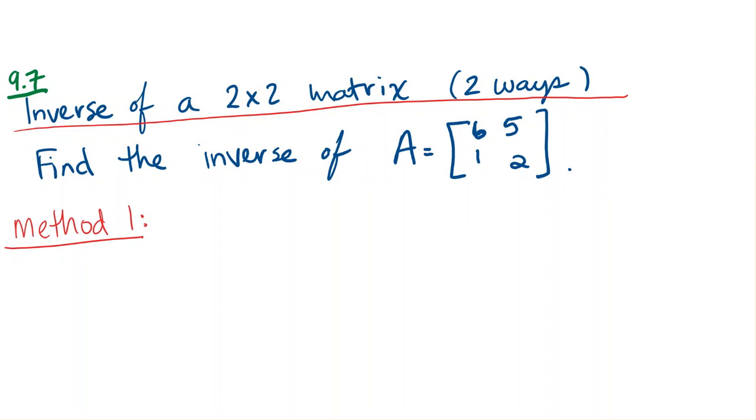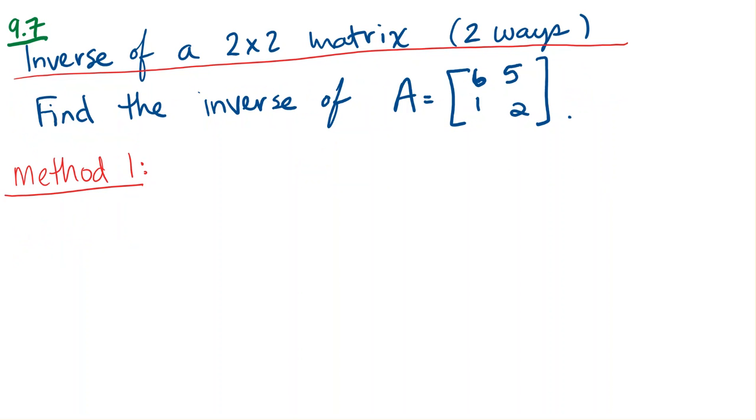In class, we learned how to do this in two different methods. First, we learned how to do this by row reducing and augmenting with the identity matrix, and then we learned a helpful formula. So let's start first with the quick formula that works, especially when it's a 2 by 2 matrix. We'll call that our method 1.